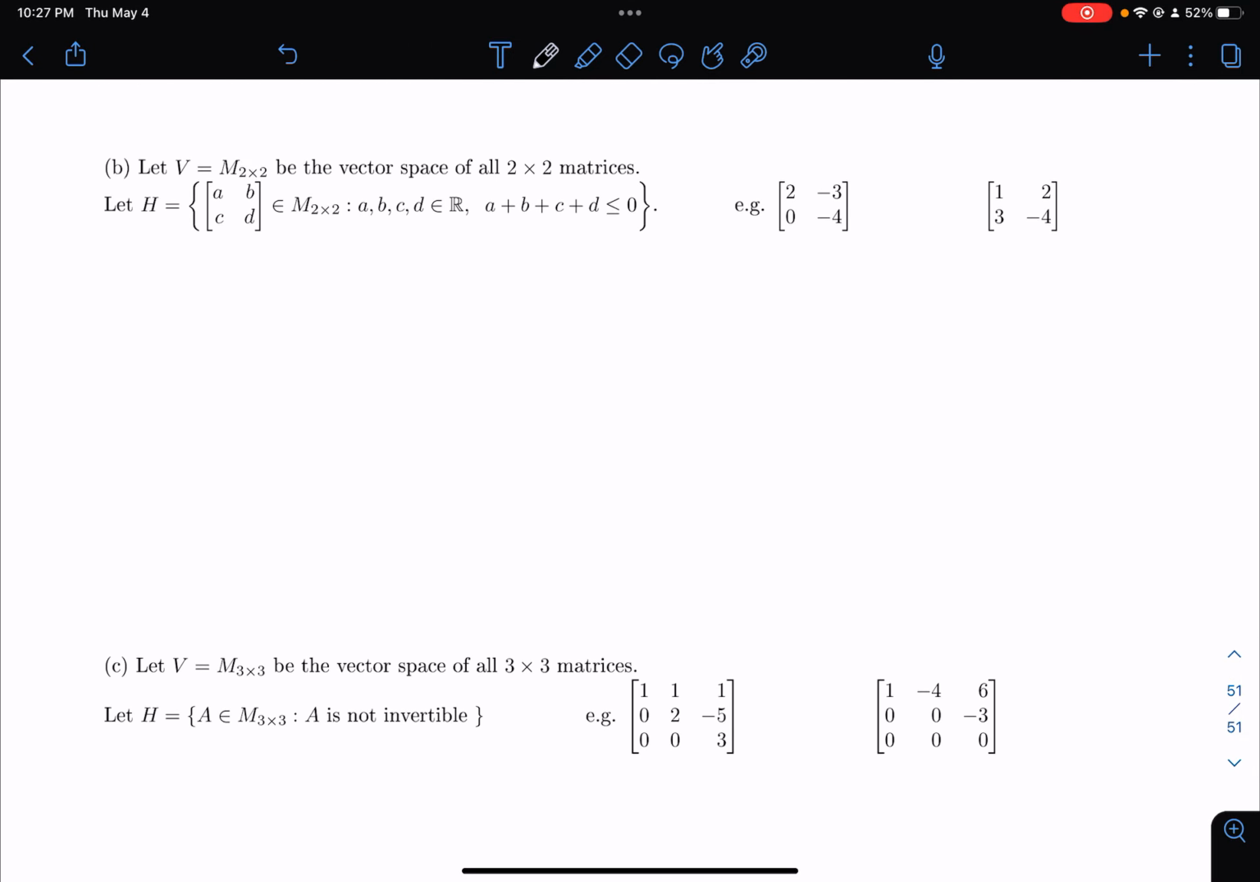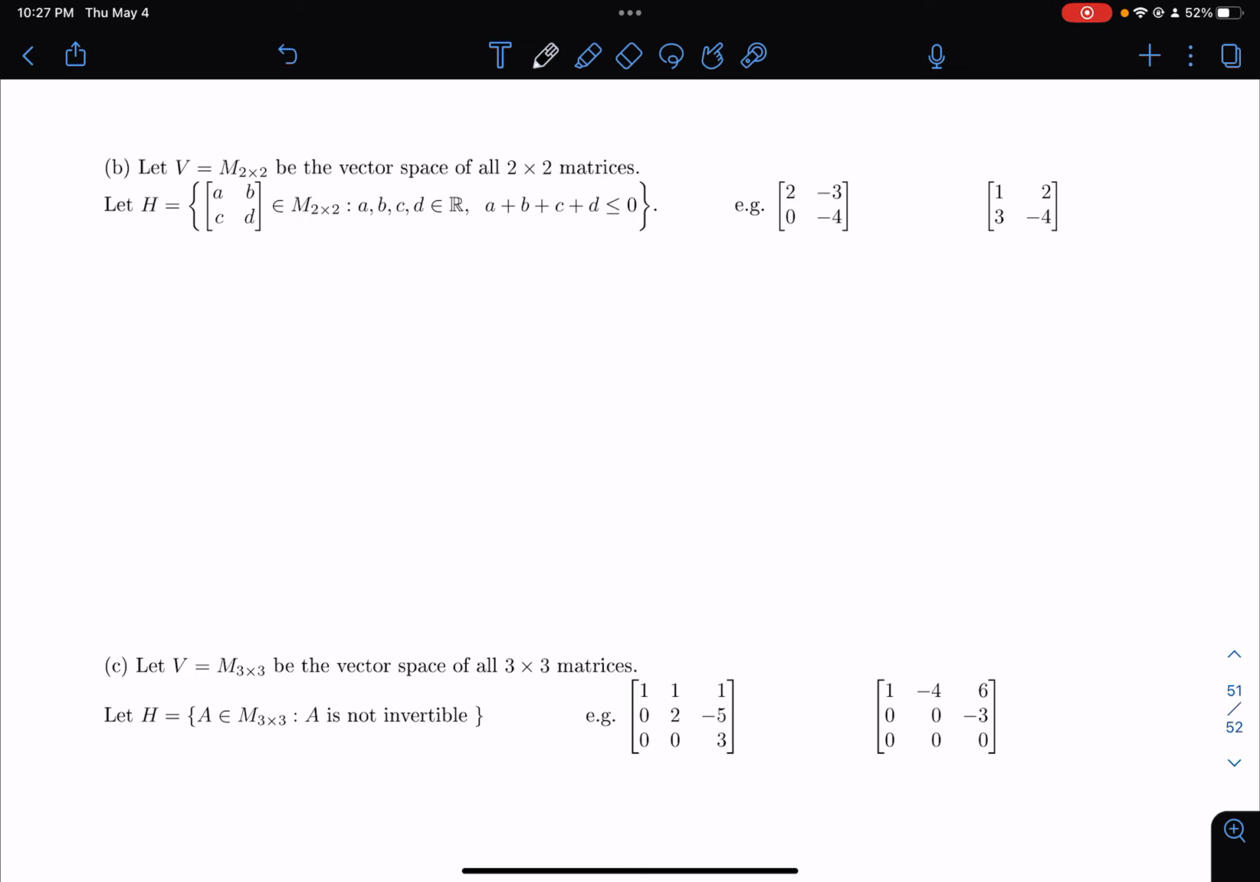Let's do some where our vector space is a set of matrices. Let V be M subscript 2 by 2, which means it's the set of all 2 by 2 matrices. H is a set. What's in the set? A 2 by 2 matrix, an element of M 2 by 2, where all the entries are real numbers, and when I add all those entries together, the sum is less than or equal to 0. Interesting. Let's take a look at a couple of examples to get a feel for what types of things are in H and what's not.